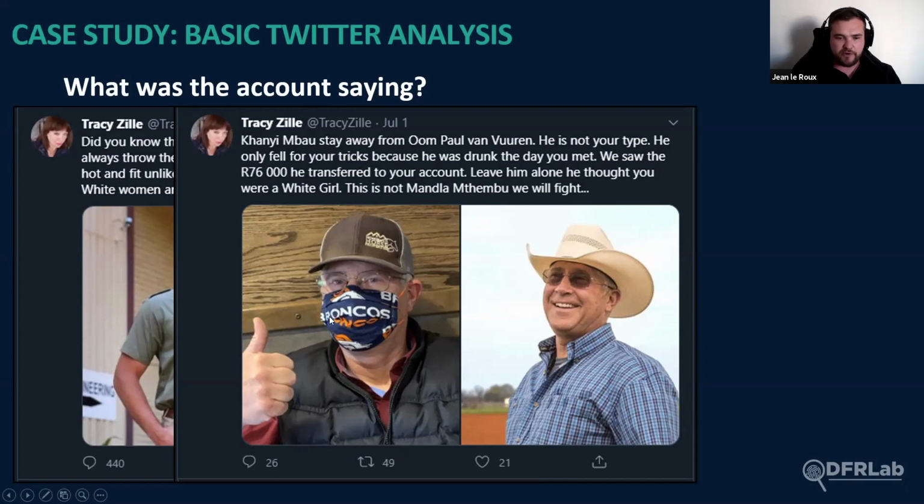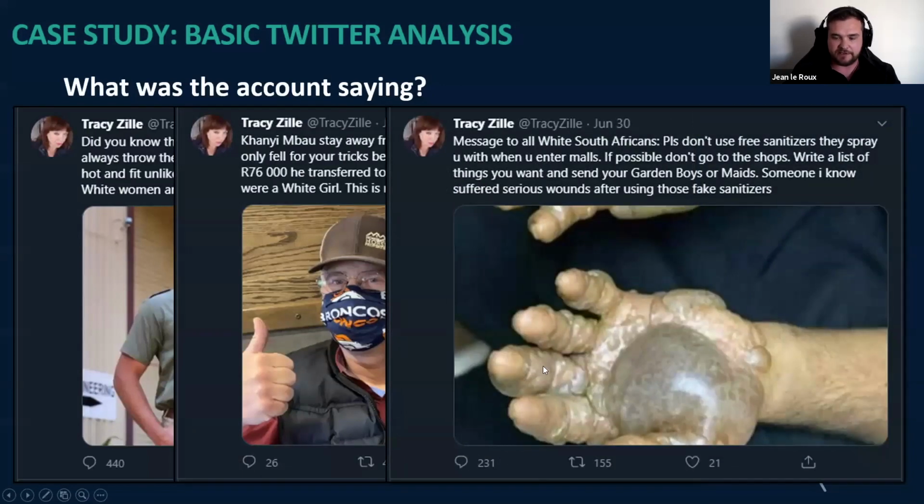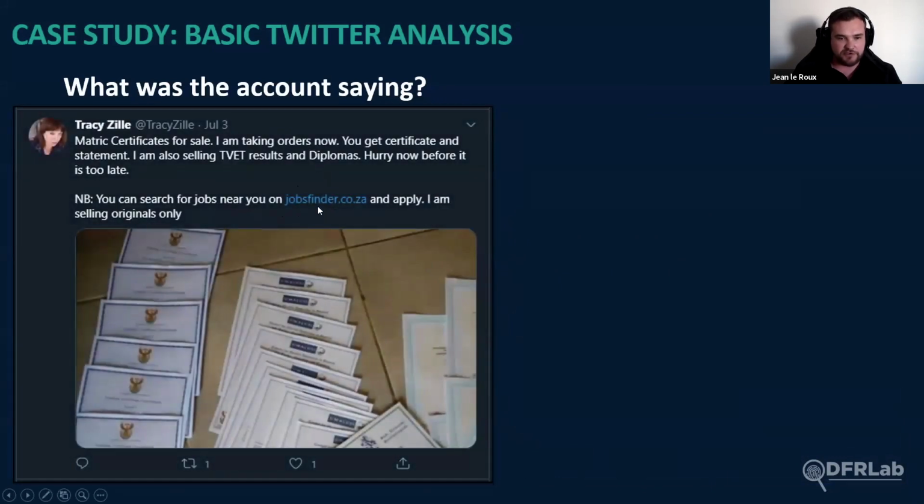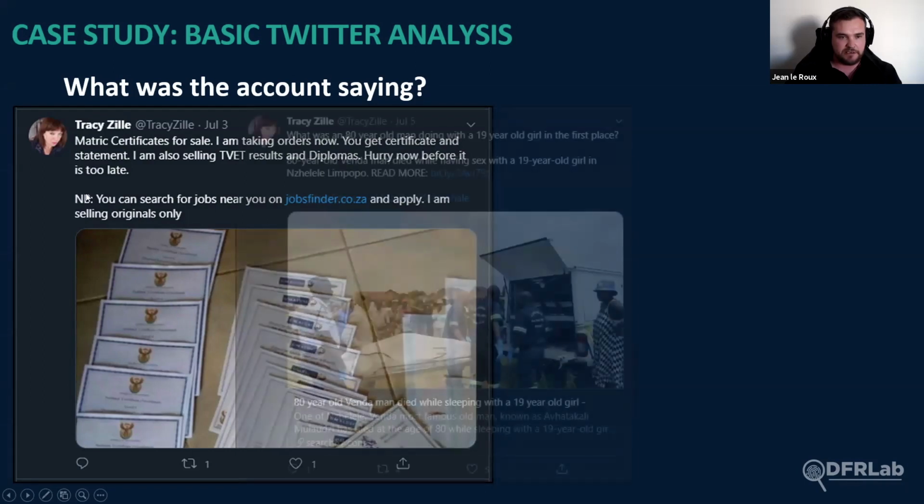And in the image, you can quite clearly see that the Broncos mask that the individual is wearing is, I think, an NFL team. So it's obviously not a South African photo that was being used here. Similarly, this one in particular, it's quite a gory image, was a tweet that was sent out urging white South Africans to send their gardeners and their domestic workers out to go and do shopping, because the hand sanitizers in shops are, this is the kind of side effects from using it. And this was then later on used to pivot people into visiting these websites. So in these tweets, you'll see that the account was claiming that it's got matric certificates for sale.